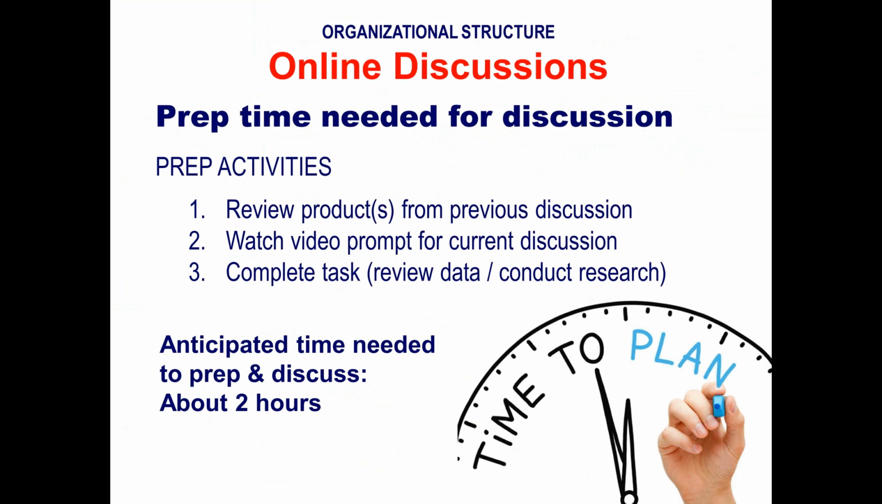So in each of the discussions, we want to start with a product review from the previous month. We want to watch a video that will include a prompt for the current discussion. And then also the council members will be asked to complete tasks before they enter into the discussion. This month, for example, we're going to ask the council to review some student data. Next month, we'll be asking the council to do some online research. So we'll be doing all these types of activities before the council members actually begin to enter their discussion responses.